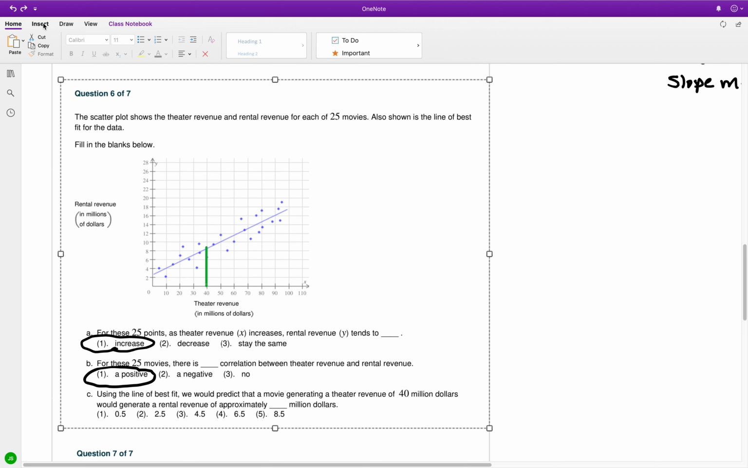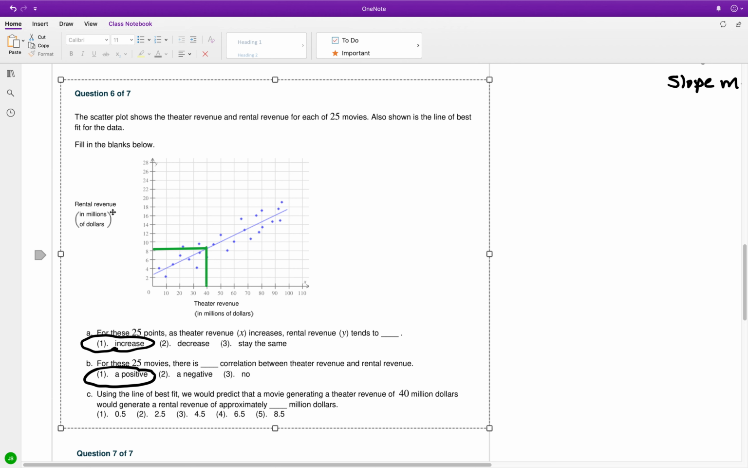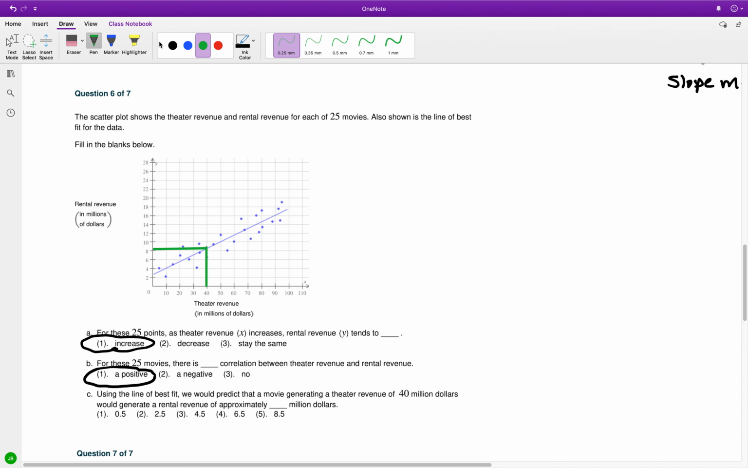Let's just start over again. For the rental revenue, you have just a tad over $8 million. So in this particular case, the closest answer is going to be 8.5 in millions of dollars. So you have 40 for the number of millions in theater revenue, and just over 8 for the rental revenue in millions of dollars.